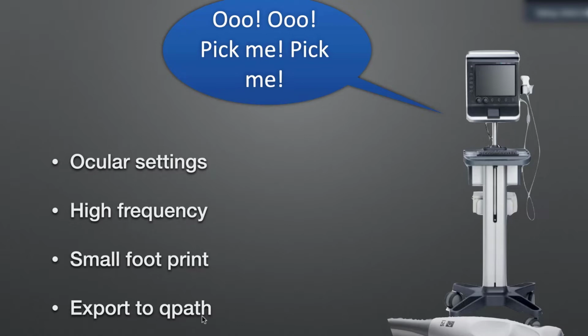You want it to be able to export to QPath, so although the IV machines that we have in the ER would work great for this, they don't export to QPath, so we are using this S series, which is a little generation older than that, but still quite adequate for ocular ultrasound.